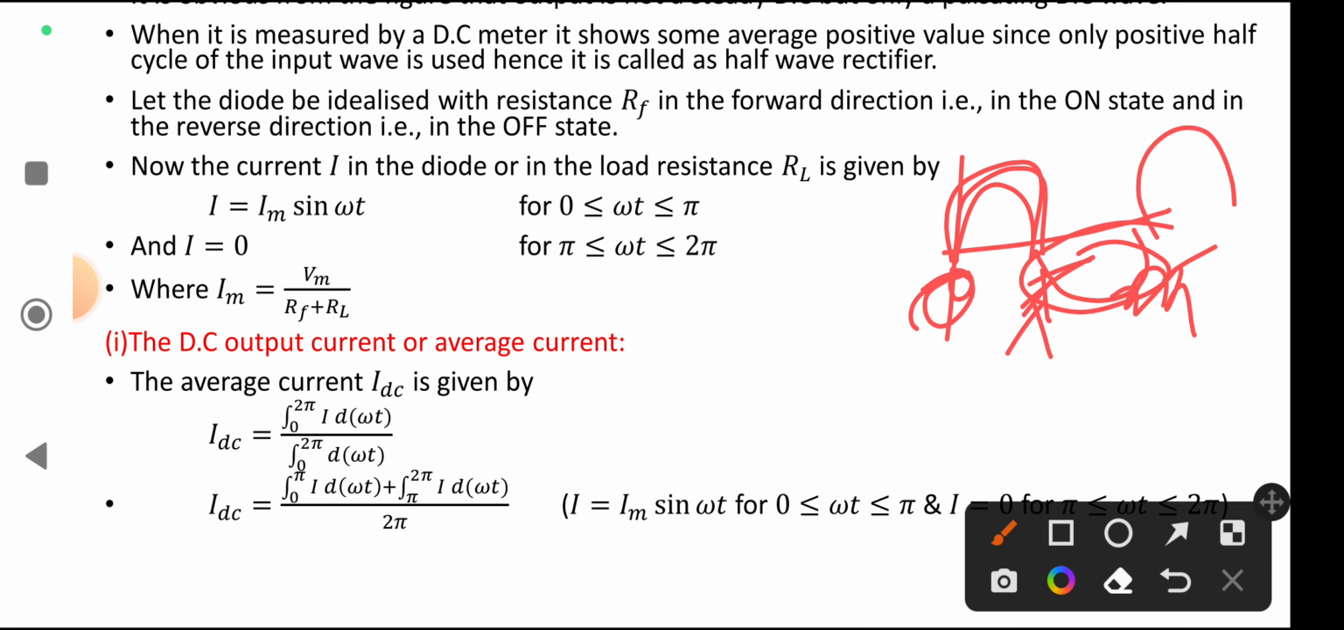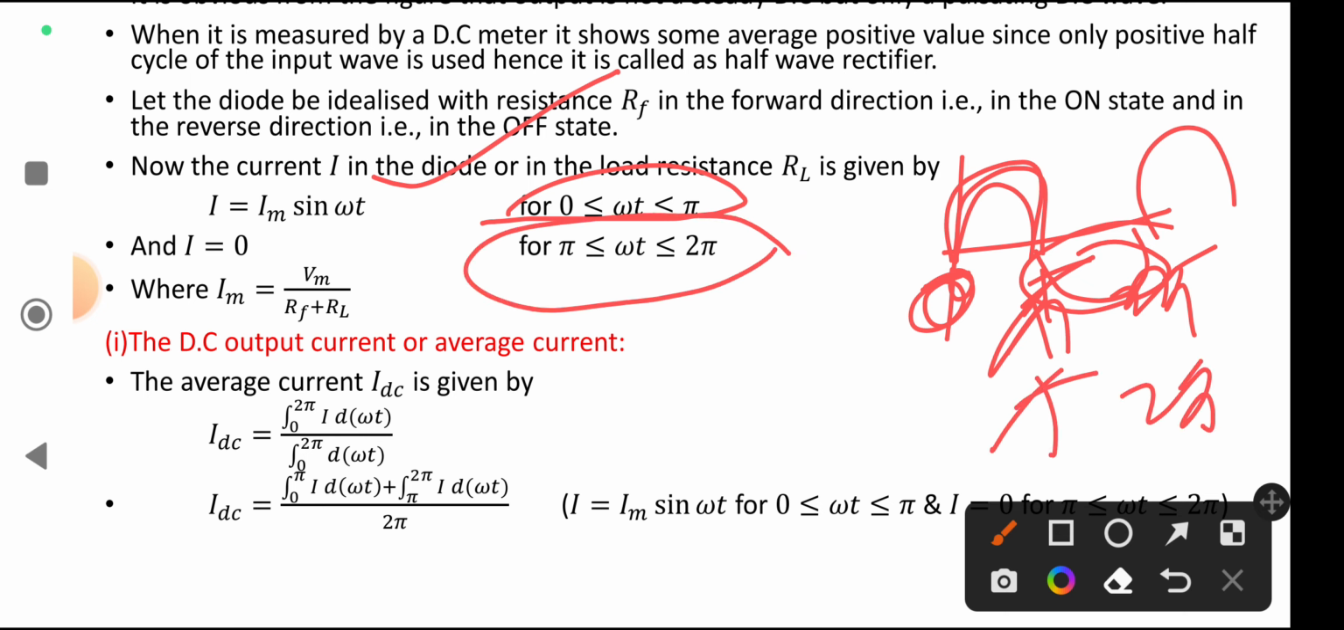So we are getting the current in 0 to pi only, and for the remaining pi to 2 pi, during this half cycle we do not get anything. That is why the current is 0 here, like this.